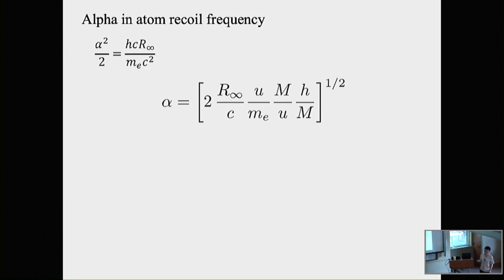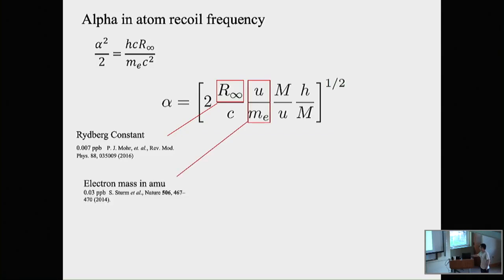Okay, so how do we measure the fine-structure constant using atom interferometers? Here is an equation we maybe learned in undergraduate studies. Alpha squared over 2 is the ratio of the binding energy in hydrogen and the rest energy of an electron. And we can rewrite this equation like this. So now alpha can be written as a product of different terms. This Rydberg constant has been measured using hydrogen spectroscopy to 7 parts per trillion level.